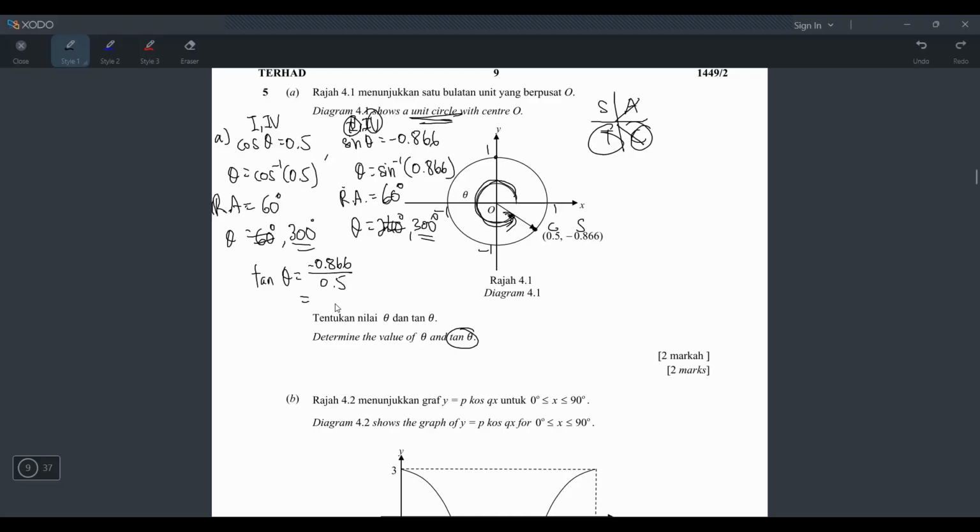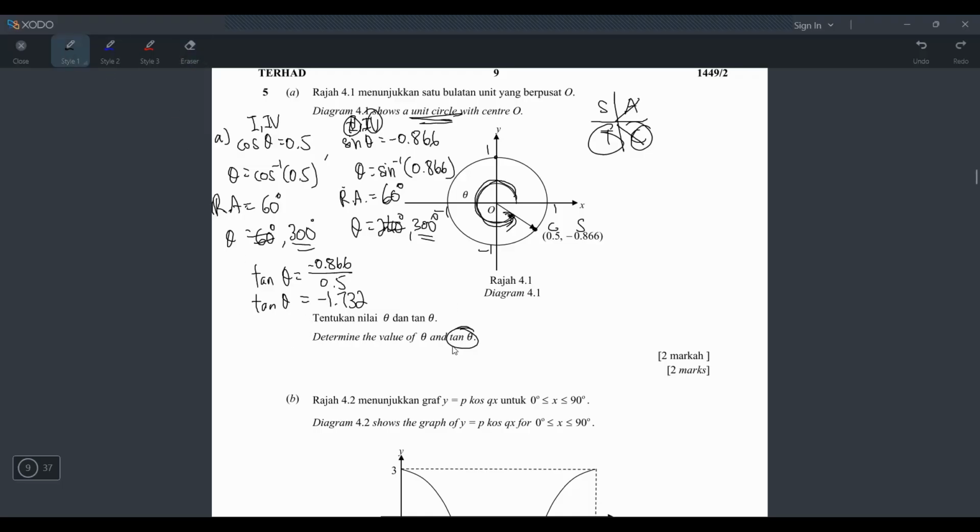Okay, negative 1.732. Okay, this is how you do it. Some student might ask me something like this: tangent, what if I do it like this? Tangent theta, I get the value is negative 1.732, right? So do I have to move the tangent to the other side and then press shift tangent? No need lah, no need.